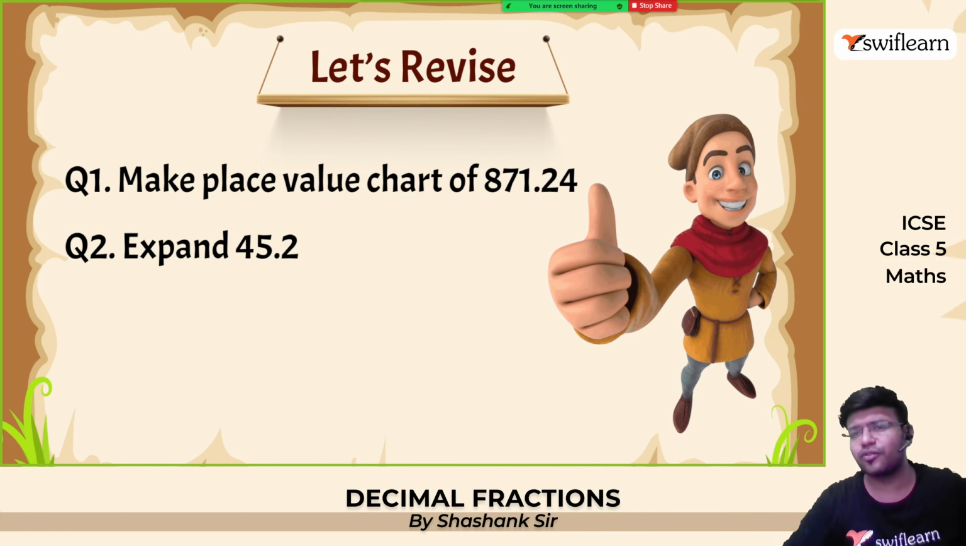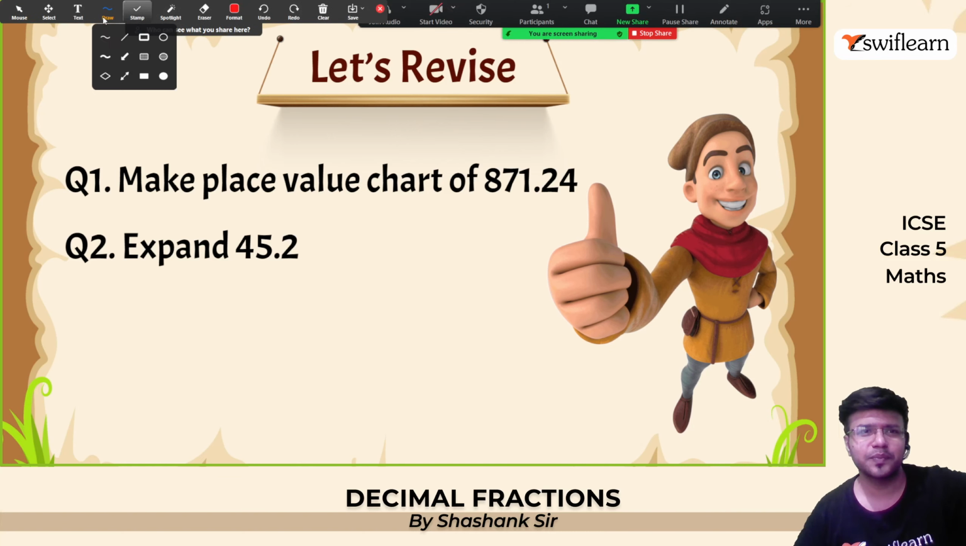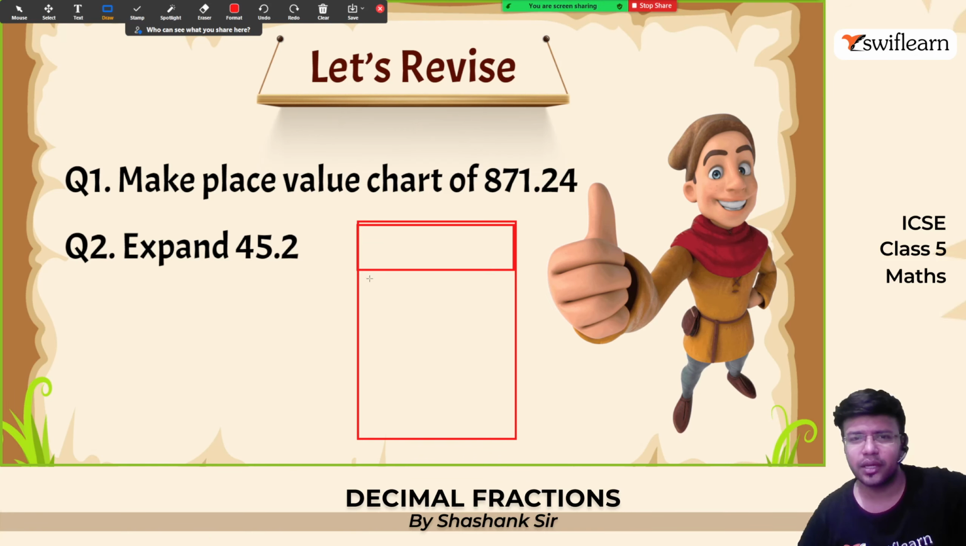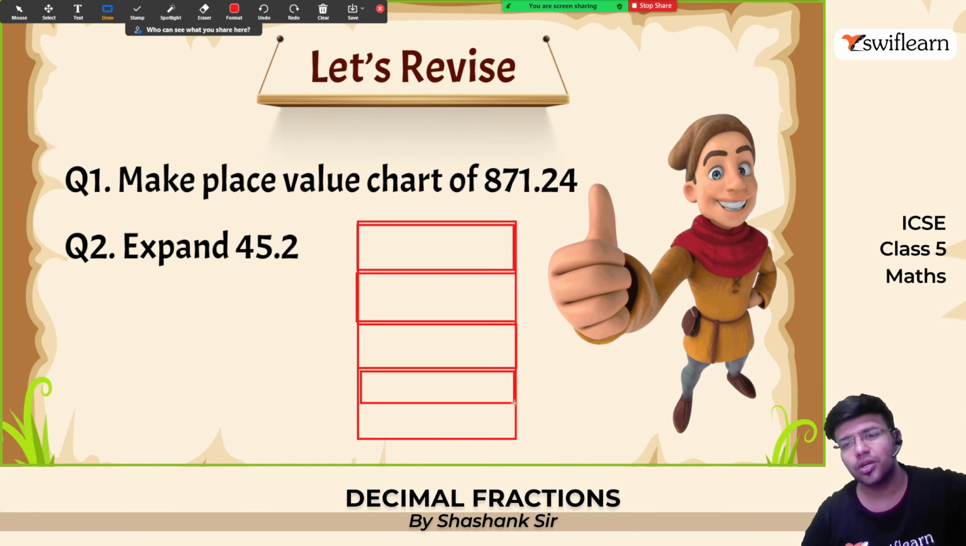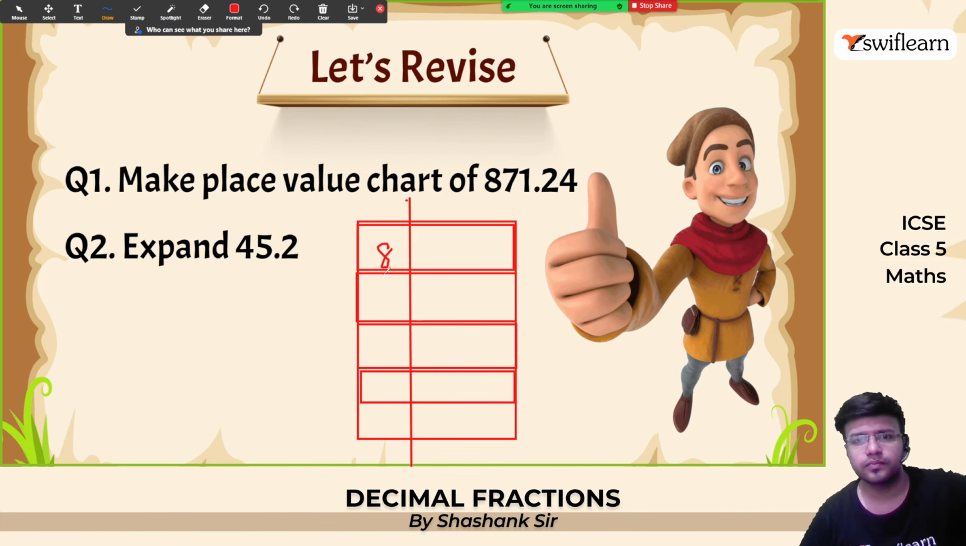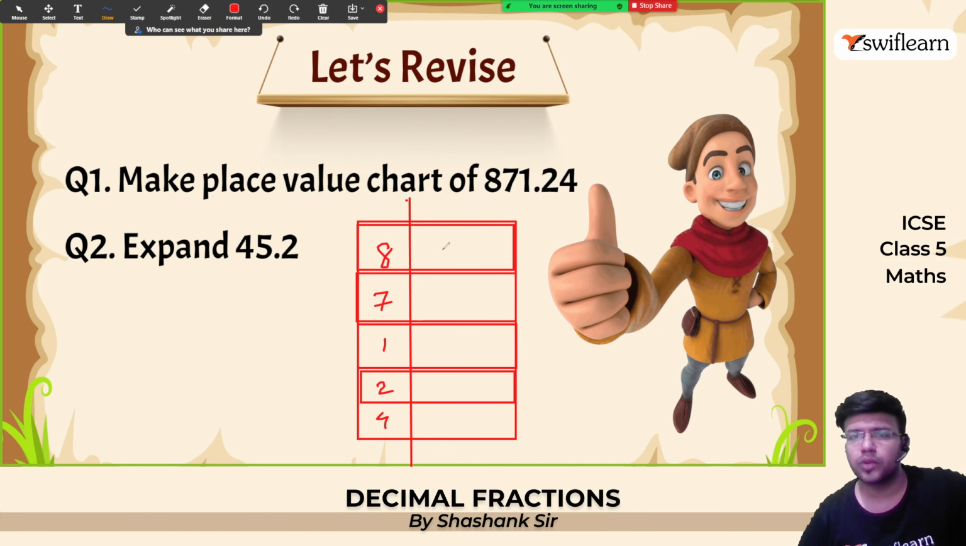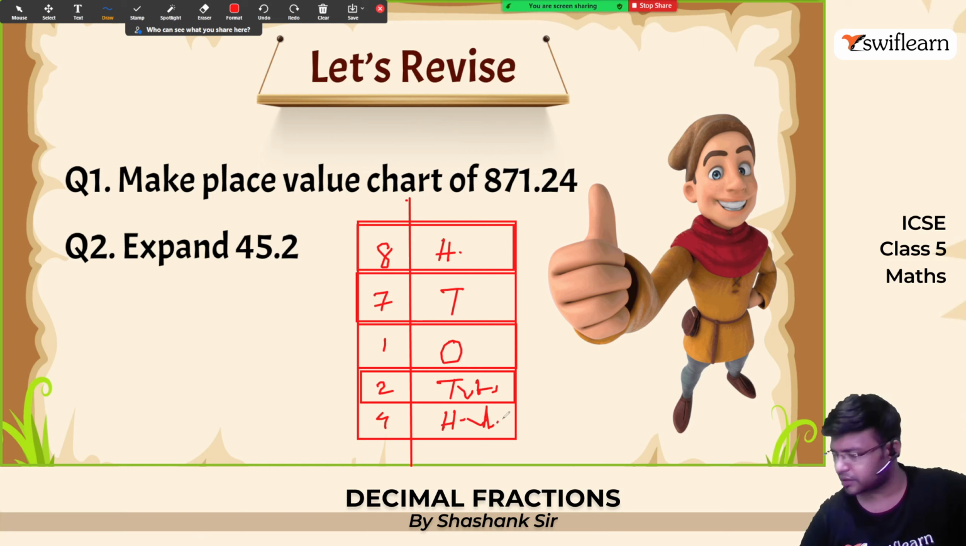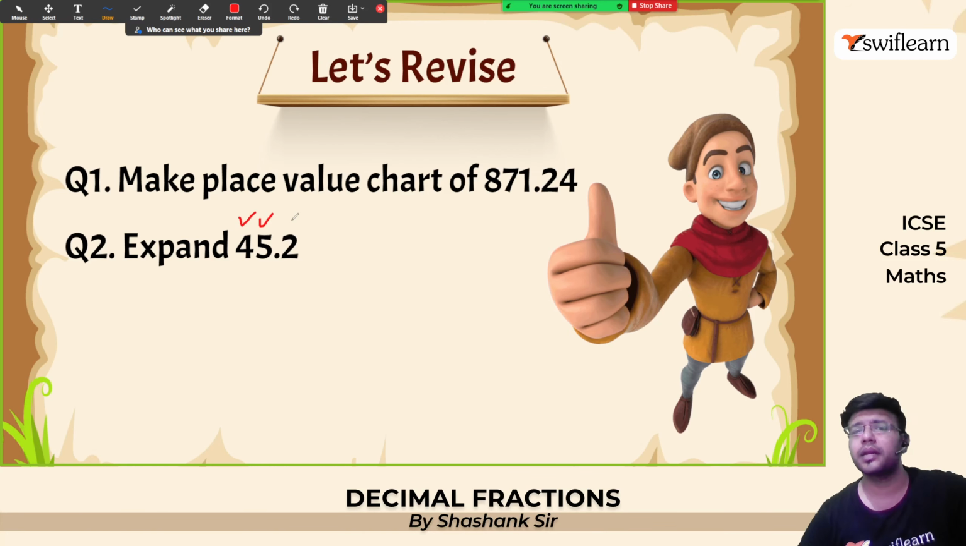Okay, so let's make a place value chart for this number. So how to make a place value chart? Draw a box. Now place all the 5 numbers here, so I will be requiring 5 blocks. I have drawn a small box, but you need to draw a big box. Write all the numbers here: 8, 7, 1, 2, 4. So 8 is in the hundreds place. This is in the tens place, this is in the ones place, this is tenths, T and THS. Similarly, this is in the hundreds place, tens place, ones place, tenths place.